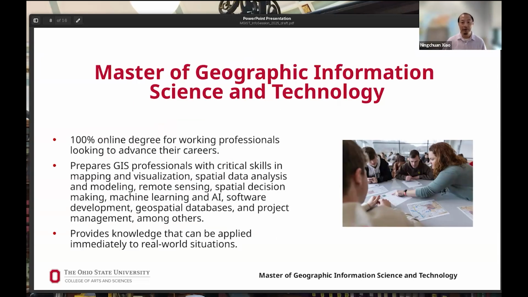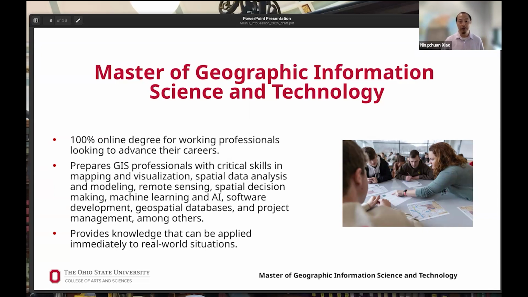So the Master of Geographic Information Science and Technology program at Ohio State is 100% online. And this will be ideal for working professionals because you will be able to control the pace. I won't say that you won't sweat, right? I mean, it's a serious program, but you will be able to better balance your work and the school, which is a good deal.